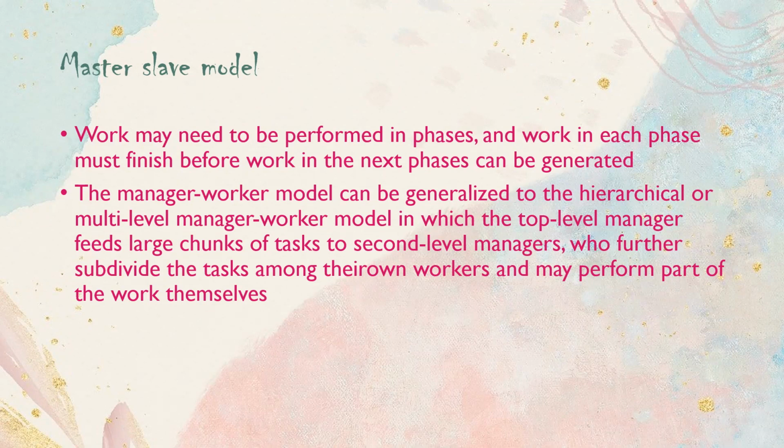Same way, the top level master will allocate the job to the second level master, who is actually the slave of the first level. And these second level masters will again further divide the task into third level. And depending on the complexity and the amount of work that has to be divided, the level of this master slave model can also be increased.